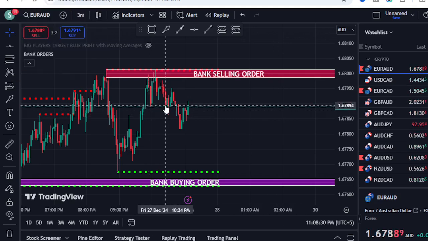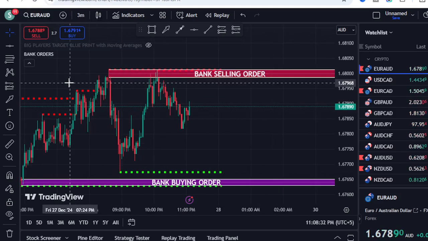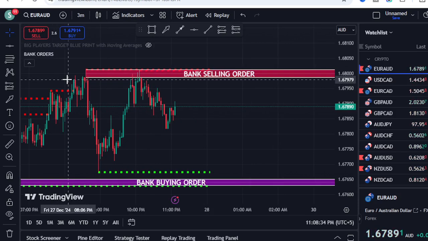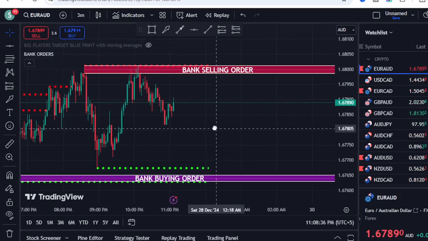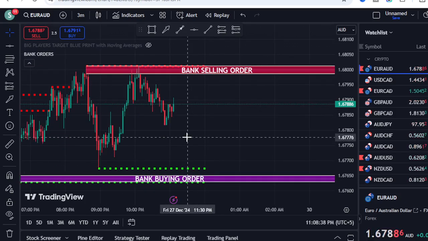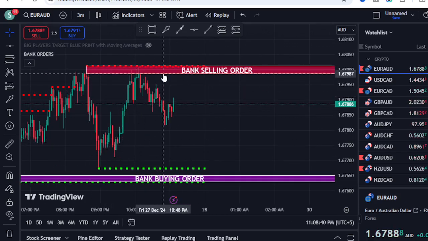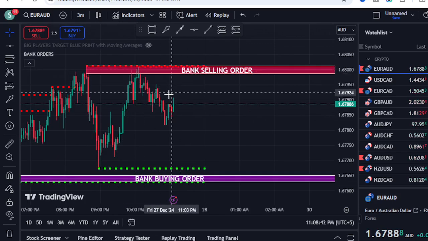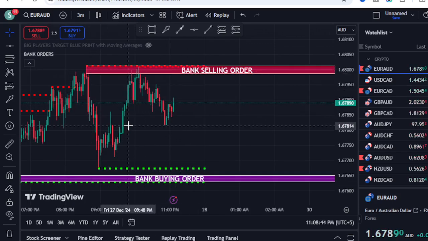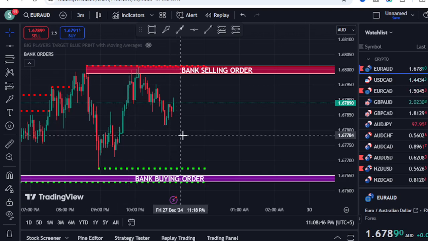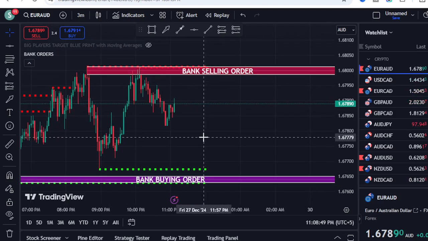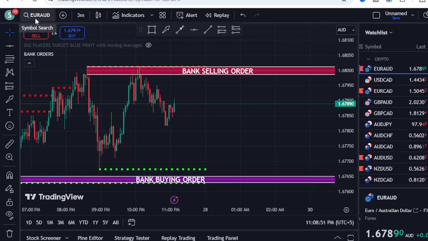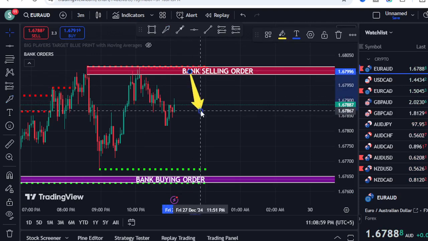Okay, guys. So this is my bestseller. This is my second bestseller. That is the bank selling order and the bank buying order indicator. It's a very good tool to find out the trends, and also you will know from where possibly the market can get a reversal. As you can see, this is the euro AUD 3-minute chart, and you can see this is the bank selling level and this is the bank buying order, and the market can exactly react from these places.